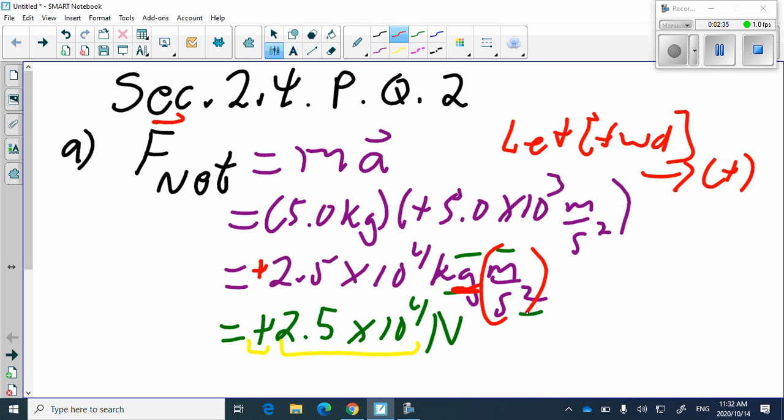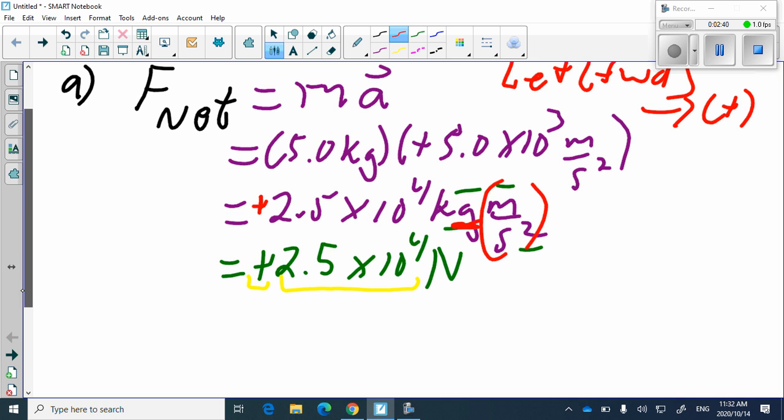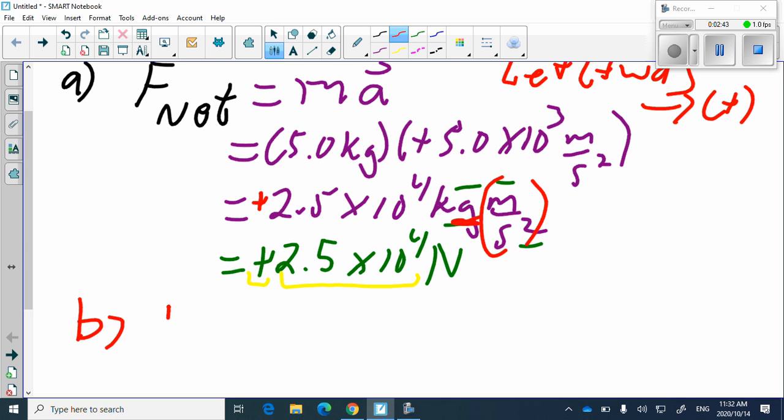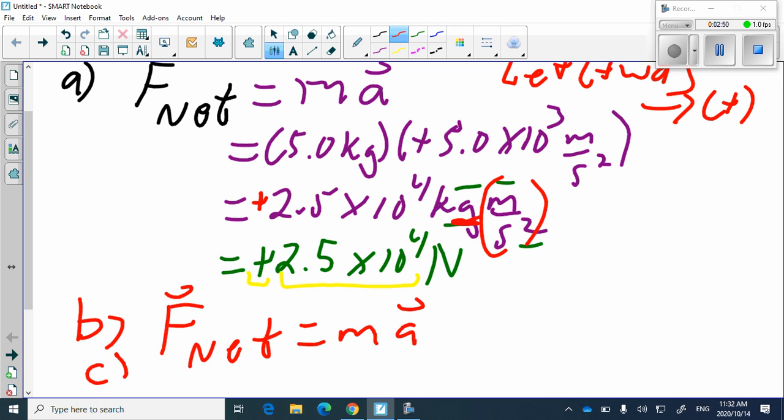So if you take a look here at the other ones, for example, B, you would use the same equation, F net equals ma. You would actually use the same equation for C as well. Now, in B, it says that the acceleration is 2.5 times 10 to the 3 meters per second squared, E for east. Well, I would make a let statement there. Let east direction be represented by positive values, right?